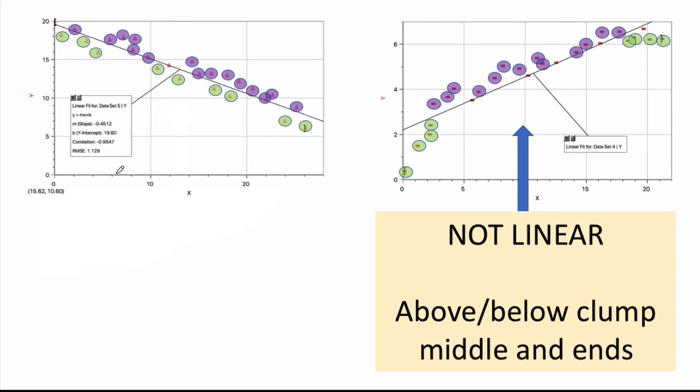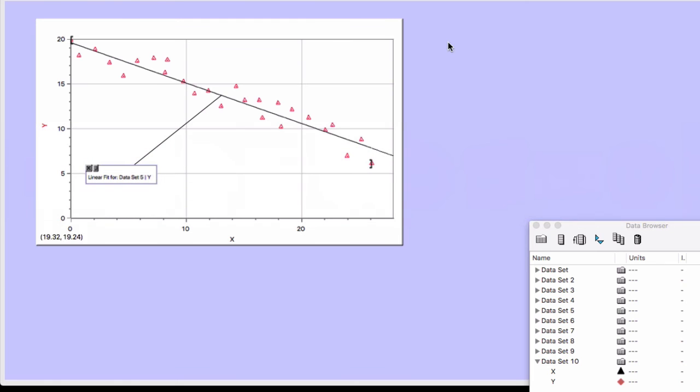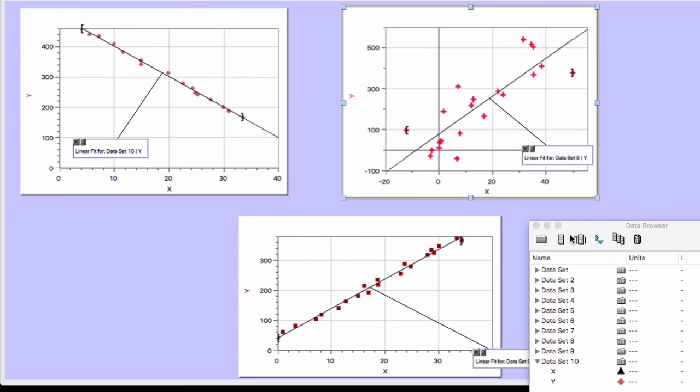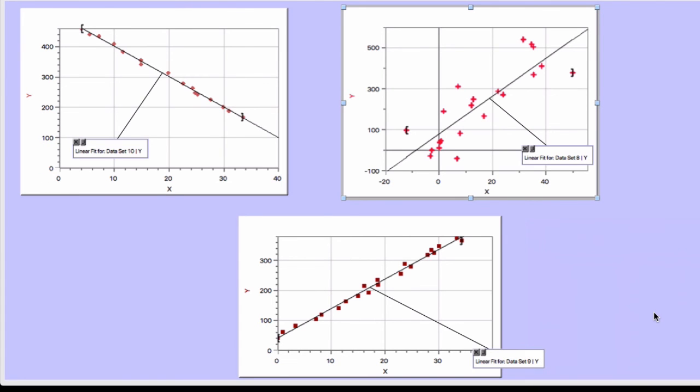People often are tempted to think about this in lots of other ways. And I just want to show you another set of comparisons. So let's look at these three graphs. Sometimes people might look at this graph here and go, well, it's really messy. The points are all over the place. This is not linear. Whereas here, the points are really clean.